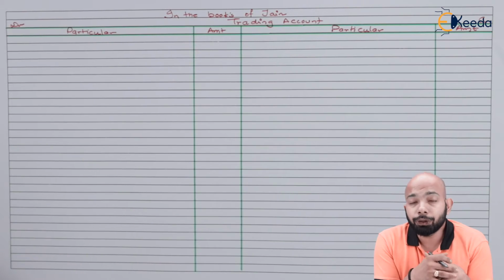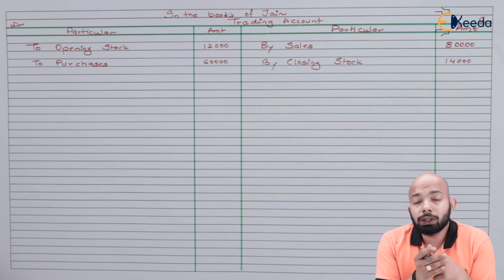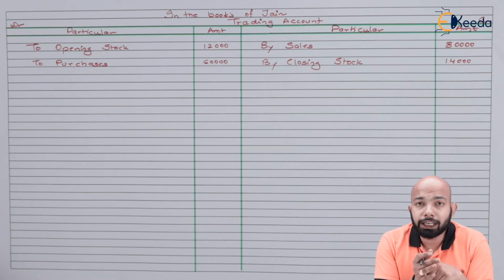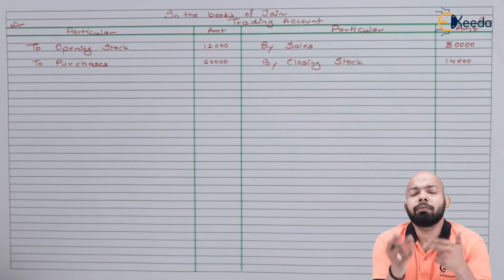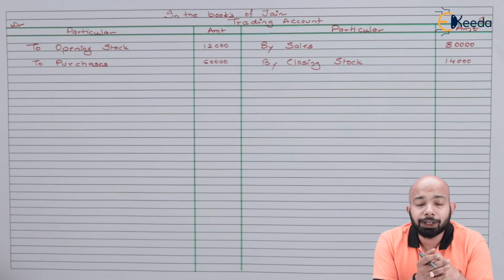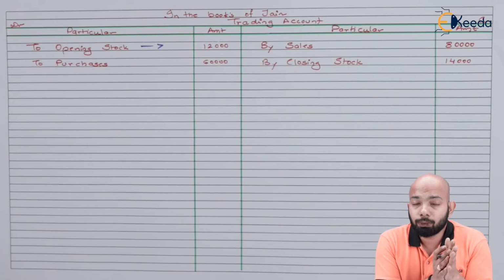The first thing that we are going to prepare is the trading account. So let's start with that part. All the items that are supposed to be a part of the trading account have been mentioned here. Let's read them out for you. We have started off with the opening stock first of all. Opening stock has been mentioned at 12,000.